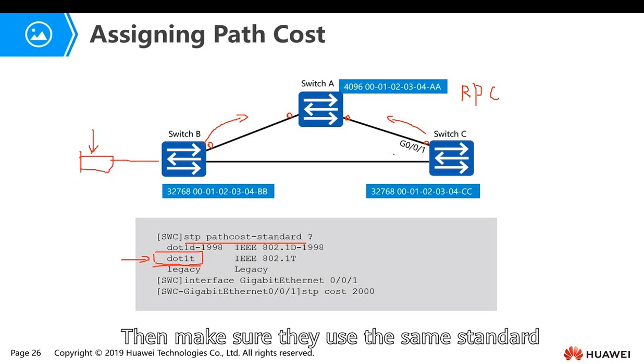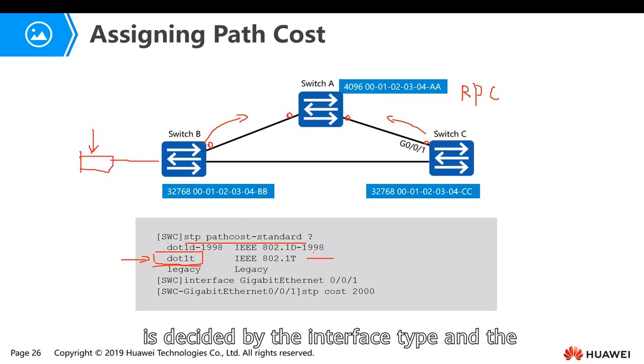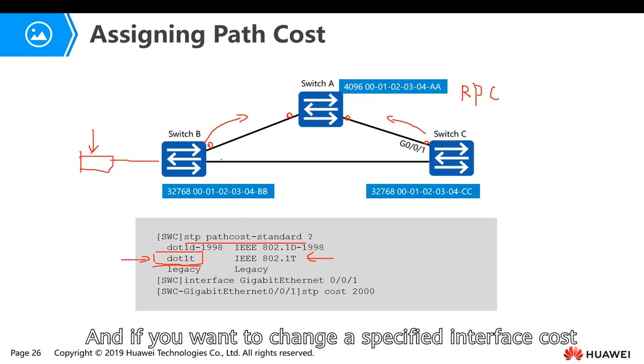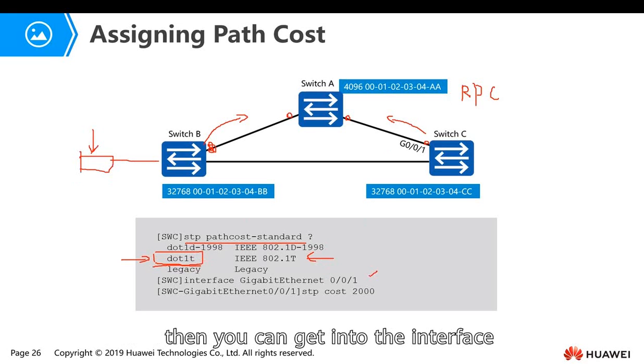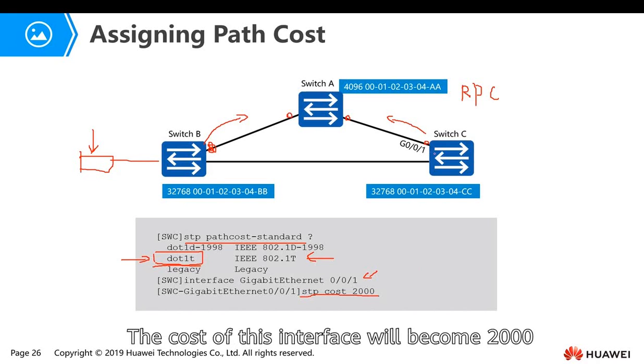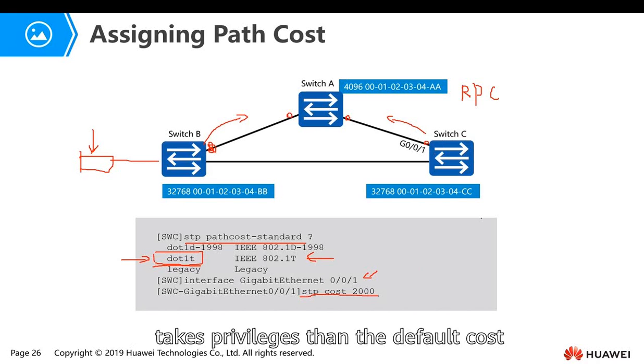Of course, the default value is decided by the interface type and the speed of each interface, using this standard .1T. If you want to change the cost of a specified interface, you can get into the interface and configure STP cost 2000. Then the cost of this interface will become 2000. The manual configuration takes priority over the default cost of this interface.